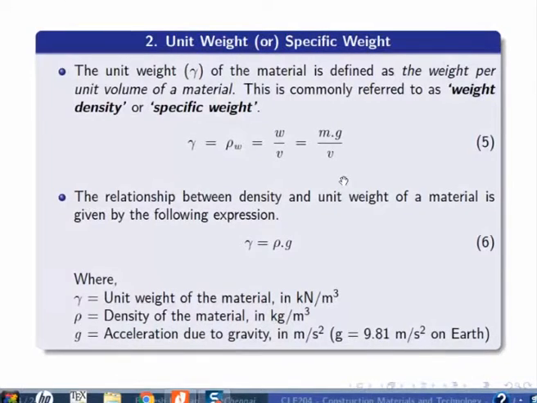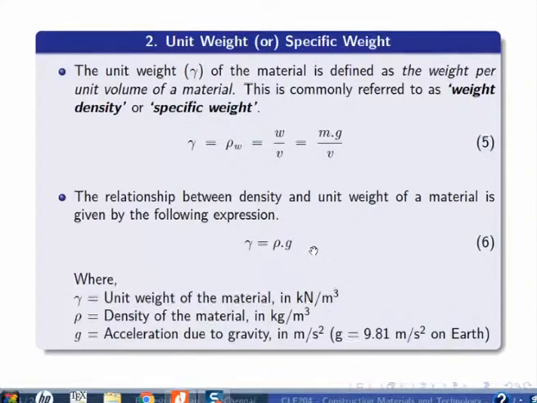The other most important physical property of construction materials is the unit weight or specific weight. This we have already dealt with in the density, which is the weight density, that is rho W, which is nothing but the weight divided by the volume. Weight is nothing but the mass times acceleration due to gravity, divided by volume. And this is represented by the Greek letter gamma. As I told you, m over v is rho. When you substitute rho in this equation, we get gamma is equal to rho times g, acceleration due to gravity, and this is the unit weight.